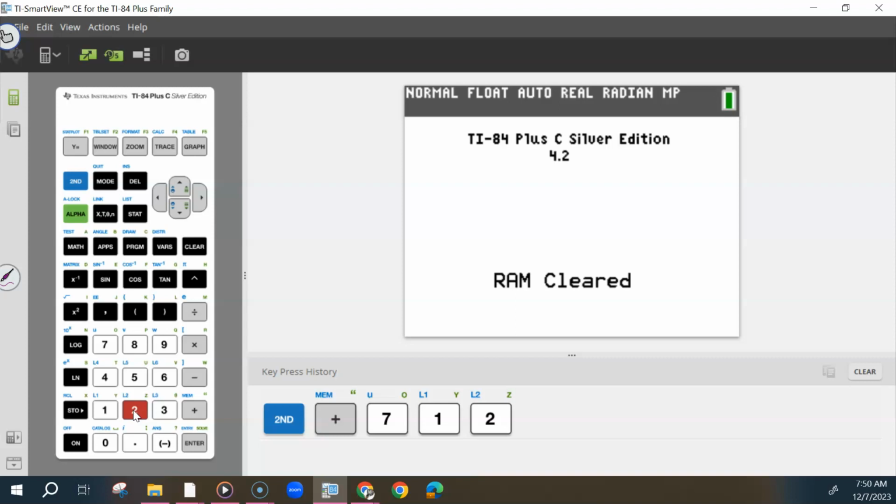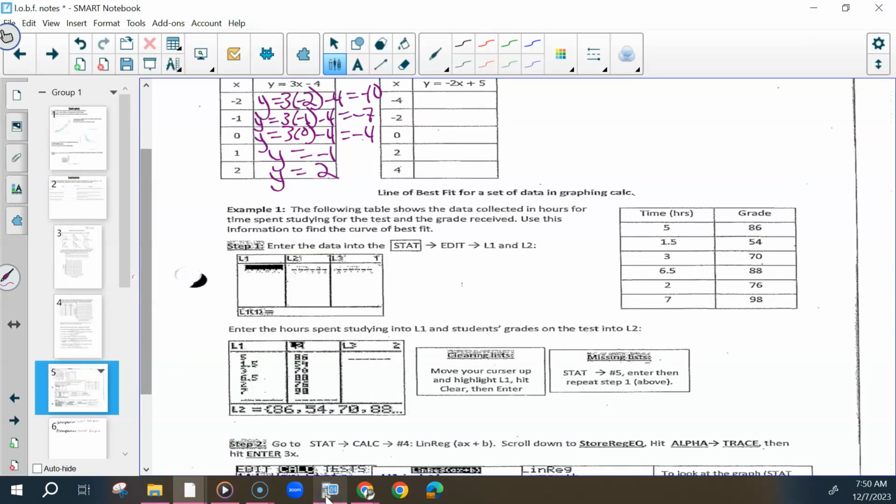And then we're going to go through the steps that are listed on your notes. So if you get lost at any point in time, all of those are right there. But first, on these notes, we have to talk about which of these is the x and which is the y. So in this table, you are given data collected in hours for time spent studying for the test and the grade received.